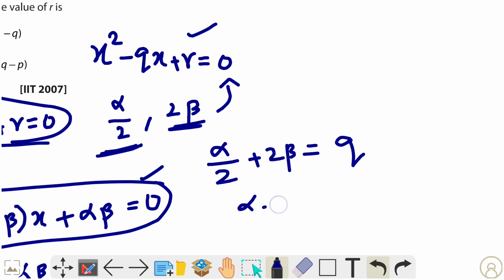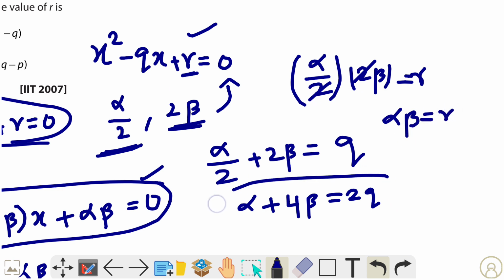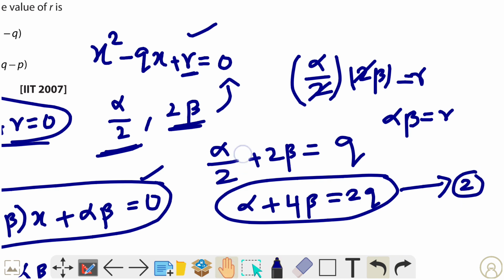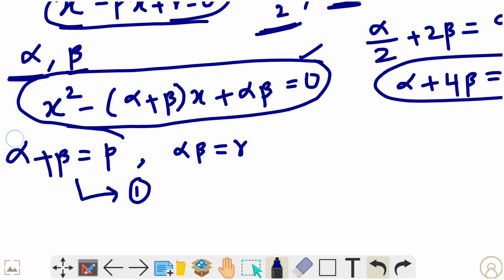Simplifying, alpha plus 4 beta is equal to 2q. And the product of the roots, α/2 into 2β, is equal to r. The two 2's cancel, so alpha beta is equal to r. This is equation 2, and we also have equation 1.